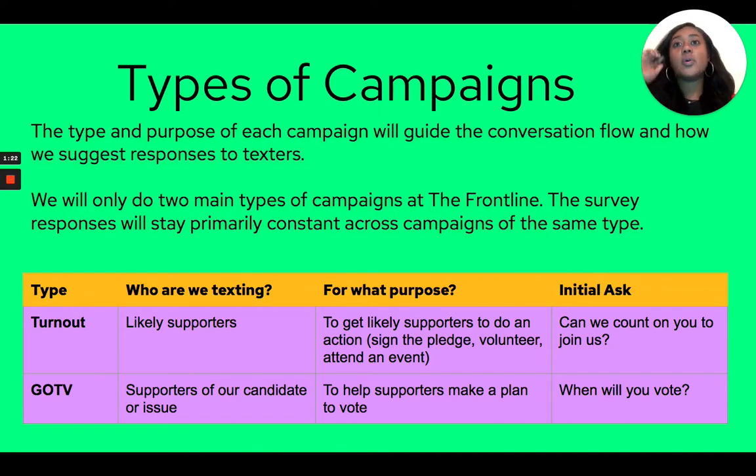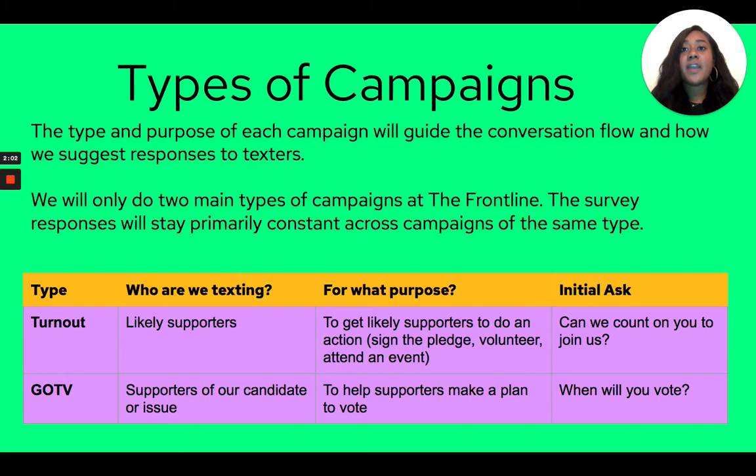Each campaign will have its own goals and unique audiences. The initial message that we send to voters will give you a big clue to what kind of campaign we're running and how to proceed from there. In general, the Frontline will be running two main types of campaigns. One, a turnout campaign, which is going to ask folks to turn out for something. For example, we will ask people to sign the pledge, volunteer, or show up for an event. Closer to the election, we will also be doing GOTV or Get Out the Vote campaigns. In this case, we'll be reaching out to people either to make a plan to vote or actually vote.